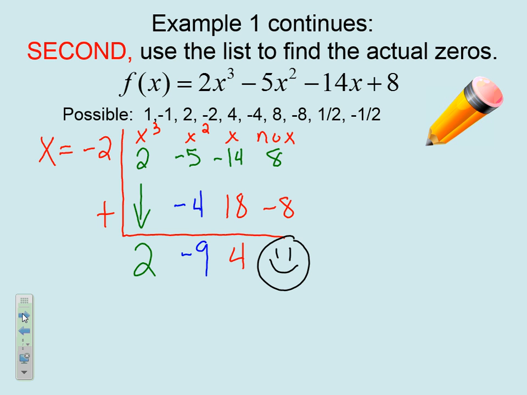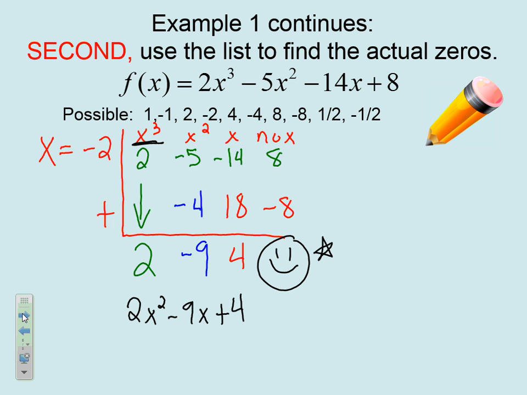That is what I want. We want 0 to be there, okay? It has to be 0 because we're trying to find our zeros, ones that work perfectly. So we have to end up with 0 here. That makes us happy, okay? Once we have this, we can rewrite it. If we rewrite this, we're going to get 2x, and we go one lower than this, so 2x squared minus 9x plus 4.